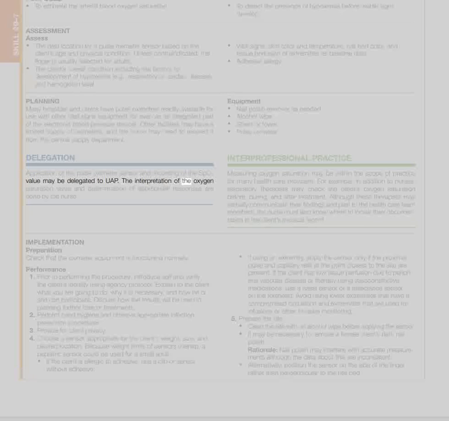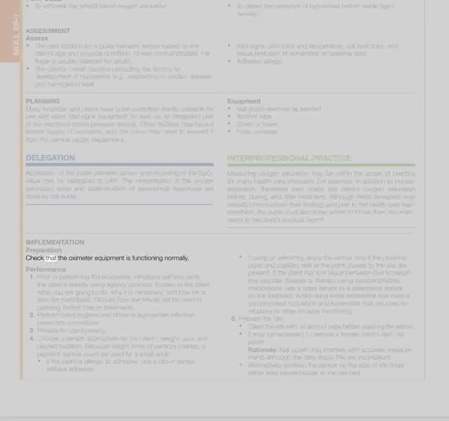The interpretation of the oxygen saturation value and determination of appropriate responses are done by the nurse. Interprofessional practice. Measuring oxygen saturation may be within the scope of practice for many healthcare providers. For example, in addition to nurses, respiratory therapists may check the client's oxygen saturation before, during, and after treatment. Although these therapists may verbally communicate their findings and plan to the healthcare team members, the nurse must also know where to locate their documentation in the client's medical record.